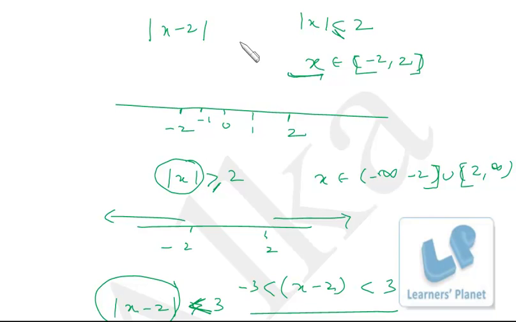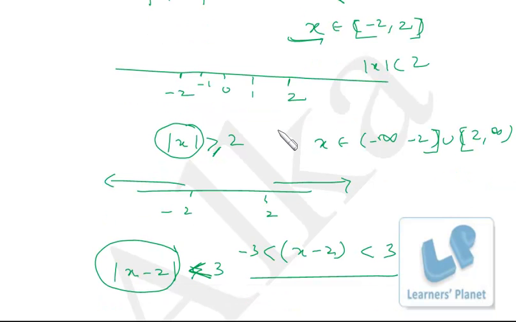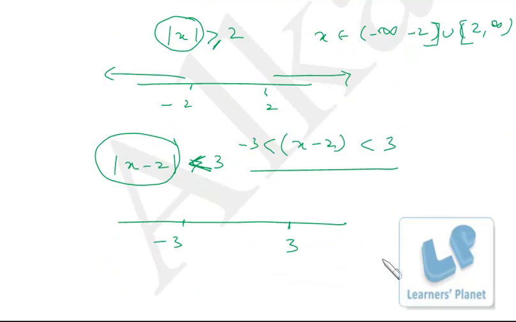Here, mod x was less than 2, then x is between minus 2 and 2. Similarly, if mod of x minus 2 is less than 3, then x minus 2 will be greater than minus 3 and less than 3. After that you can easily solve it. Suppose x minus 2 is greater than minus 3, that means x is greater than minus 1. But this entire expression is considered to be one single element, you can say.